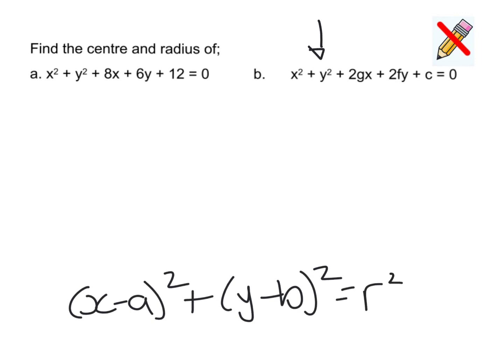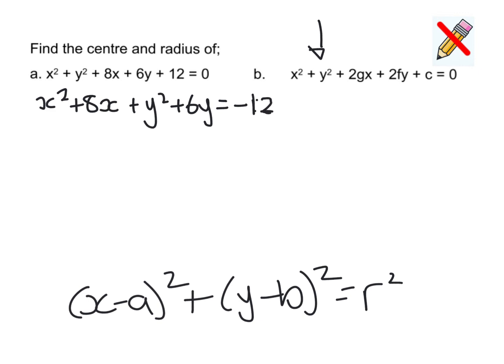To do that, I'm going to rearrange it and get all the x's to one side. So I'm going to have x squared plus 8x, and then plus y squared plus 6y plus 12 equals 0. In fact, I'm going to take that 12 to the other side, so I'm going to make that equals negative 12.